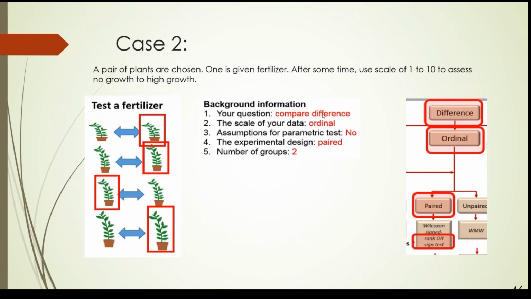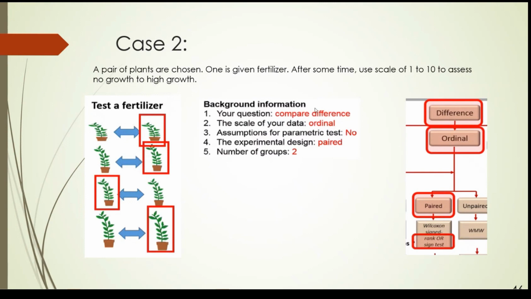So here again, it's not to see relationship, right? It's to see difference between first group and the second group, right? And then the scale of the data is ordinal because it's not continuous. Because the answer is grow or don't grow, so it's ordinal. And then one is bigger, one is smaller, right? So there is a sequence. So it's ordinal, not nominal. And then here we have data that is not following any distribution, so we put no. And then the experimental design is paired because we are using the same pair for comparison. And then the number of groups is 2. One with fertilizer, one without fertilizer.